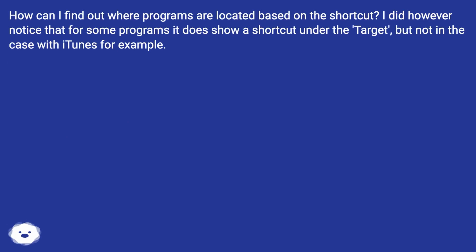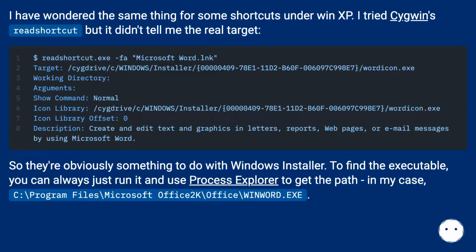I did, however, notice that for some programs it does show a shortcut under the target, but not in the case with iTunes, for example. I have wondered the same thing for some shortcuts under Win XP. I tried Cygwin's readshortcut, but it didn't tell me the real target. So they're obviously something to do with Windows Installer.